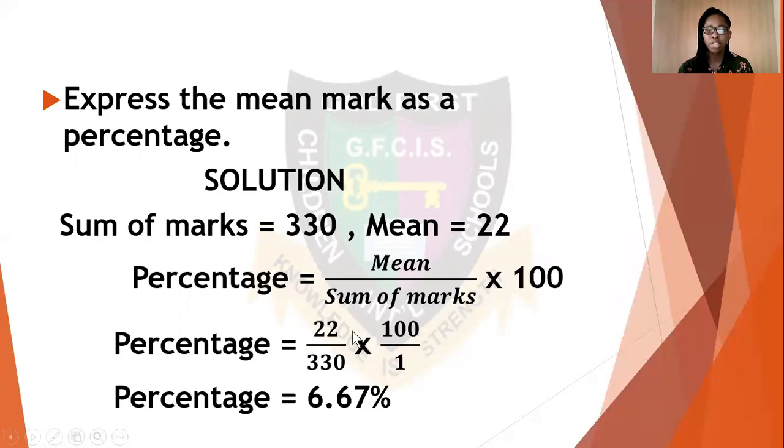Percentage is equal to mean, which is 22, divided by the sum of marks, 330, times 100 over 1. The 0 will cancel 0. 11 in 22 will give us 2, and 11 in 33 will give us 3. 2 times 10 is 20, and 20 divided by 3 gives us 6.67%. So the mean mark as a percentage is equal to 6.67%.